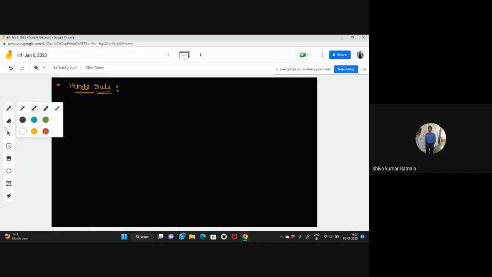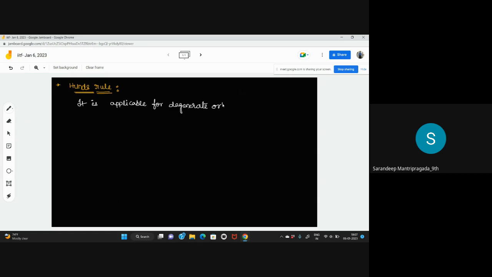Hund's rule, what it says, generally, it is applicable for... It is the box one, right? Which one? The Hund's rule is the box one, right? Like we draw arrows, that one. Yes, sir. Okay.